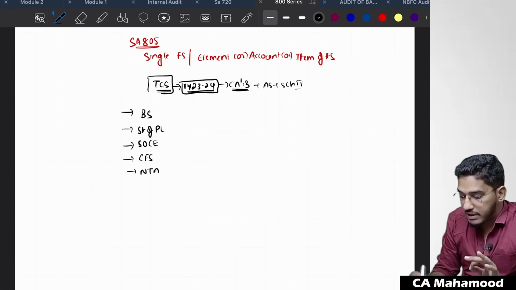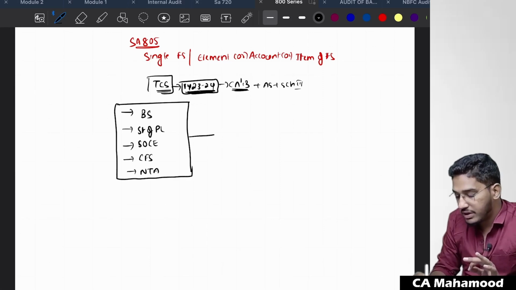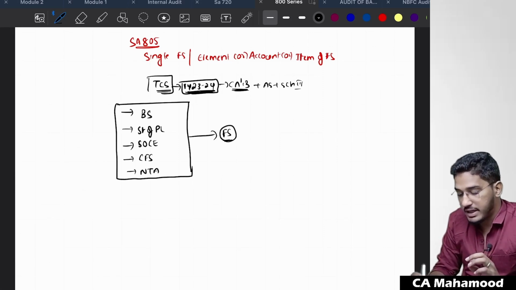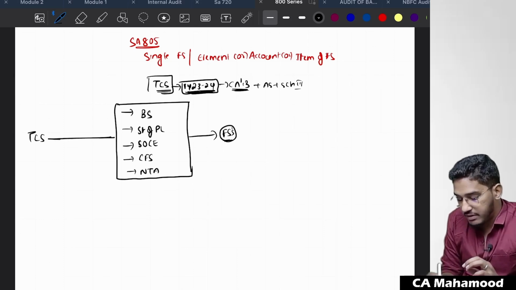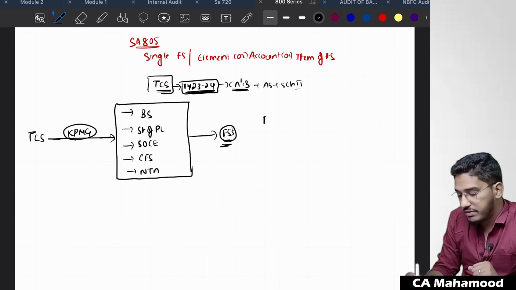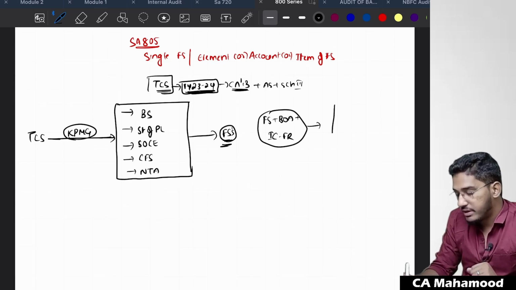So when TCS has prepared the financial statements for the financial year 23-24, all these components will be there, and collectively we call them financial statements. Now TCS has appointed one of the big four entities, KPMG, to do the audit of their entire financial statements. KPMG will verify financial statements, books of accounts, and internal controls relating to financial reporting, and they will give one audit report.